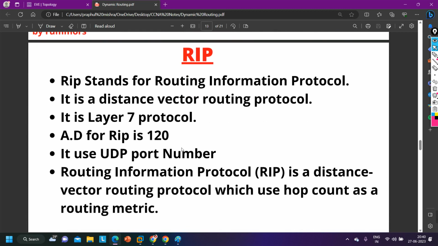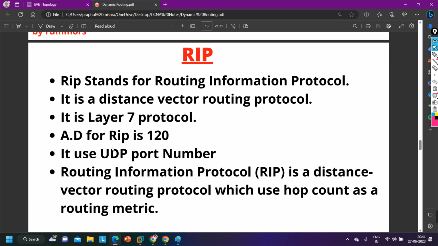Now my first routing protocol is RIP. Okay, this is a distance vector routing protocol. RIP stands for Routing Information Protocol. It is a distance vector routing protocol. It works at layer 7. AD value is 120. It uses UDP port number what? RIP is using what port number?